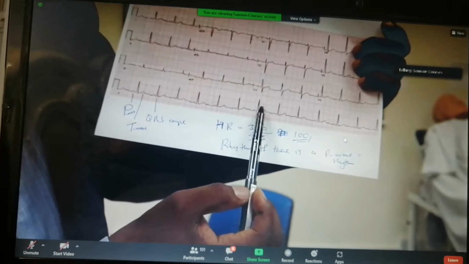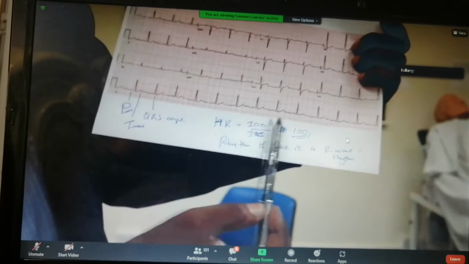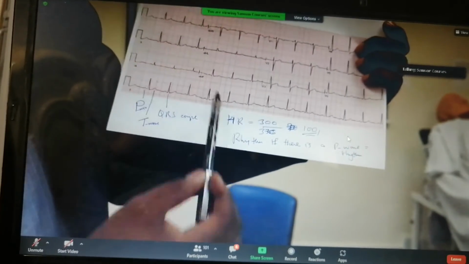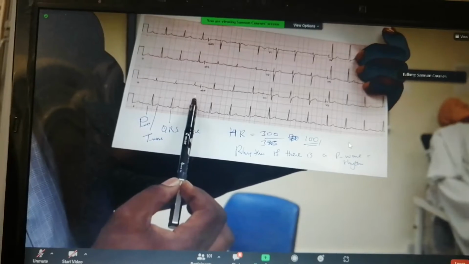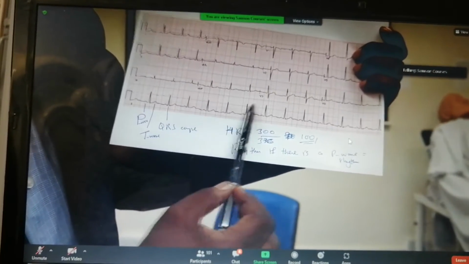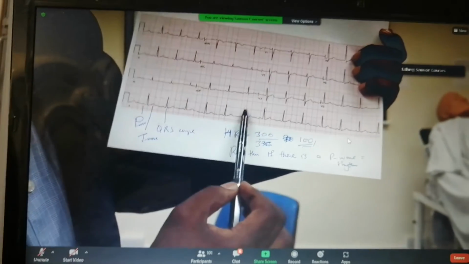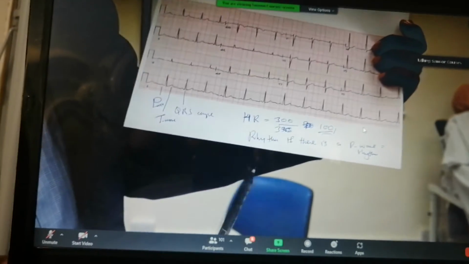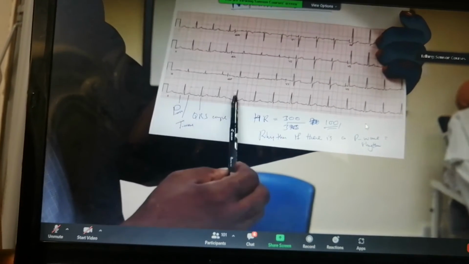Now remember, one big box contains 5 small boxes. So you take the big box and you use this formula only if it is regular. That is it. The distance between each QRS complex is the same throughout: 300 divided by the big boxes between the QRS complexes. Is that clear? Yes.